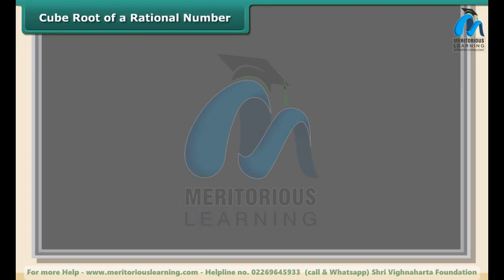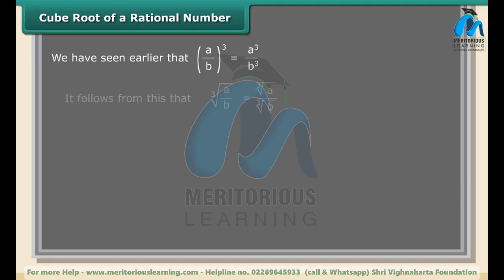Cube root of a rational number. We have seen earlier that (A upon B) whole cube is equal to A cube upon B cube. It follows from this that cube root of A upon B is equal to cube root of A upon cube root of B.